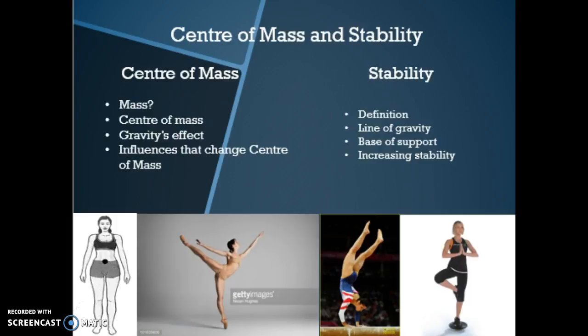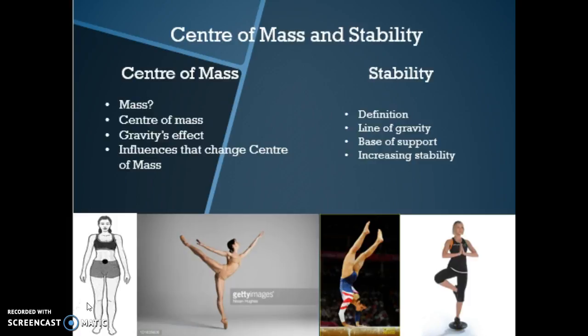To create instability, it's basically just the opposite. If you put the center of mass outside your body, or you decrease the length of your base of support, that will make you more unstable. For example, cartwheeling or standing on one foot makes you a lot more unstable because your center of mass is outside your body.